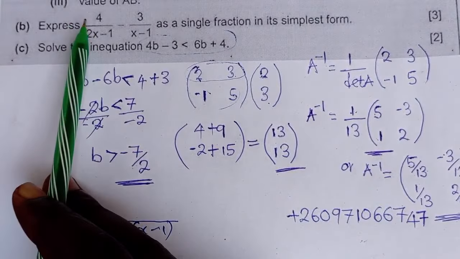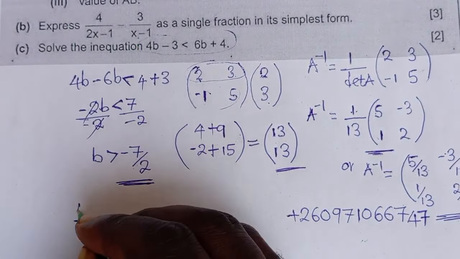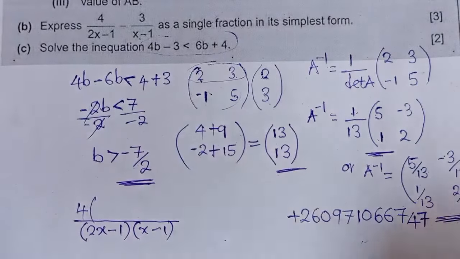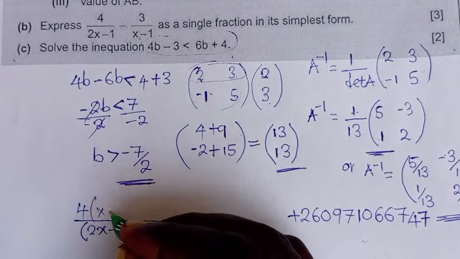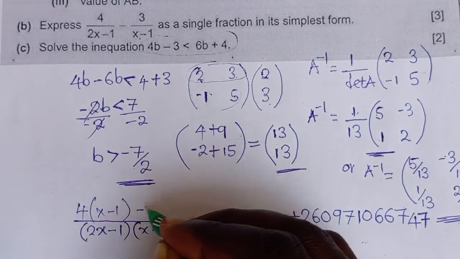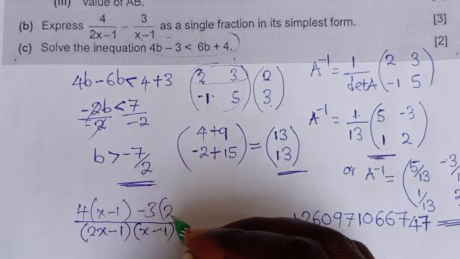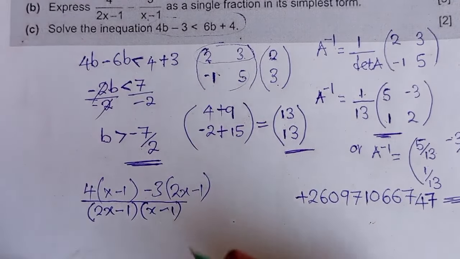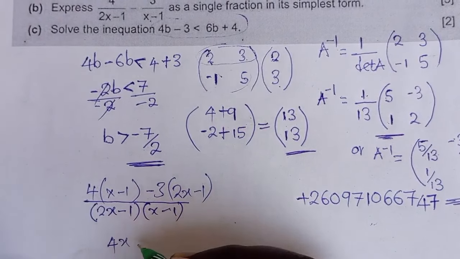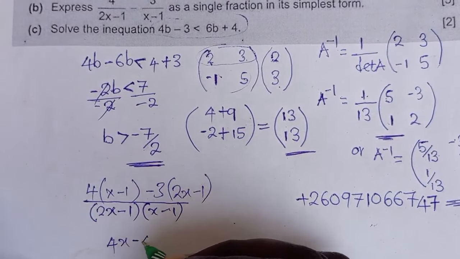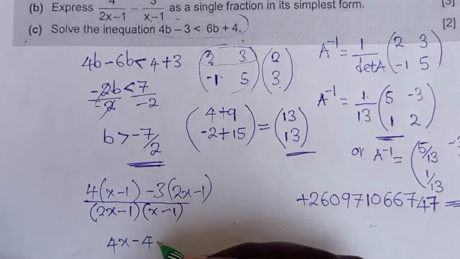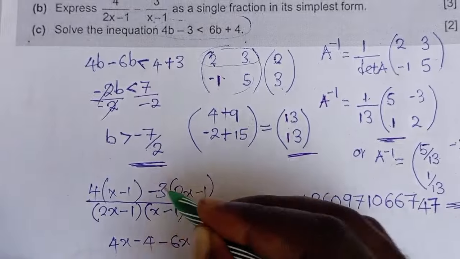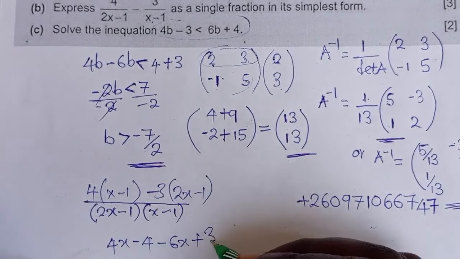Here, this 4 will go with that one. So this is the 4 going with this one that is on the denominator on the opposite side. So that is x minus 1. Then -3 gets to be multiplied by 2x minus 1, like that. We continue. 4 times x, that is 4x. 4 times 1, that is 4. -3 times 2x, that is 6x. Plus negative is positive, then a 3.